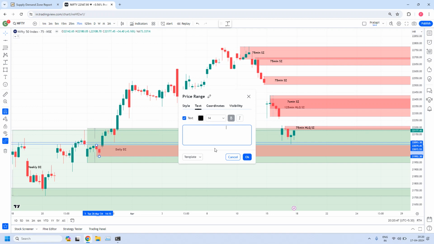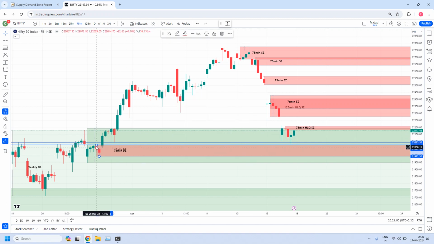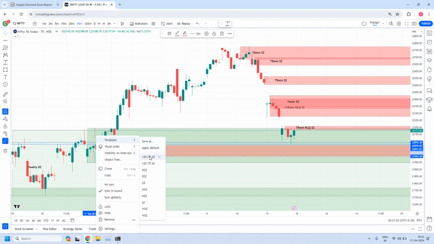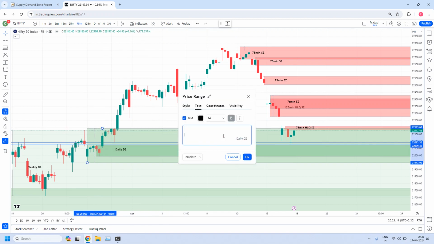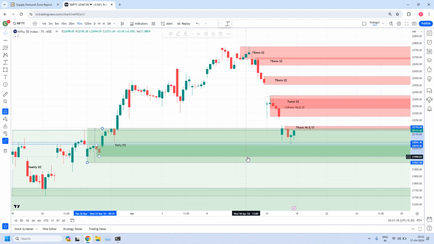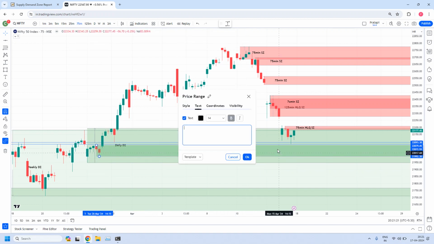So I need to change the color also. Sorry, this is 75 minutes. There is a daily zone. Where is the text I have added for 75 minutes? It's gone.